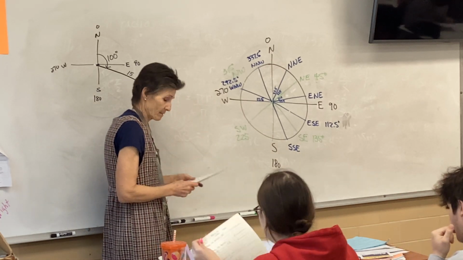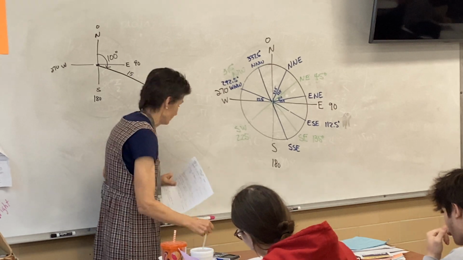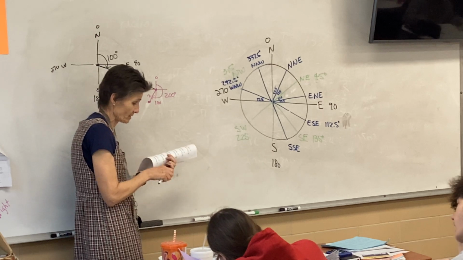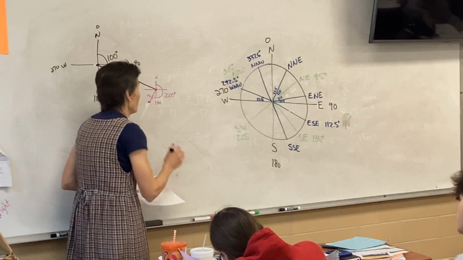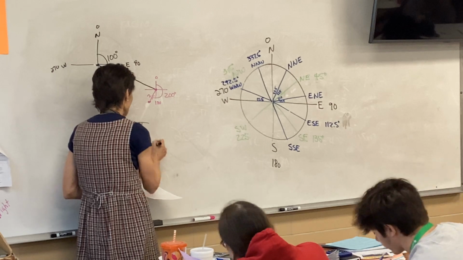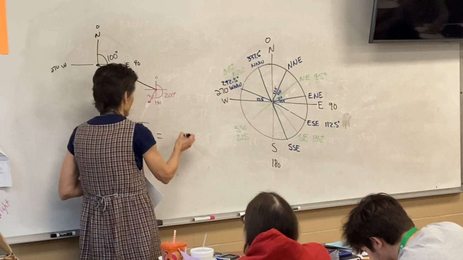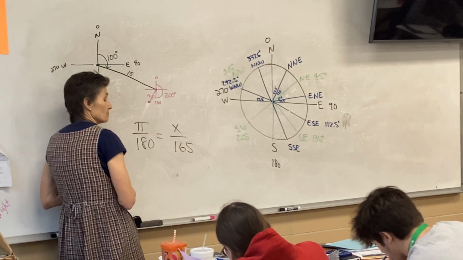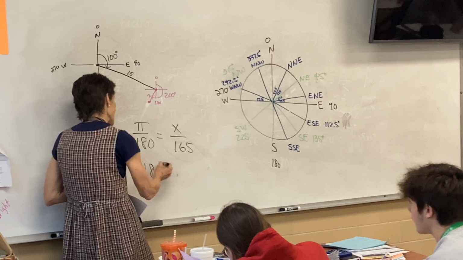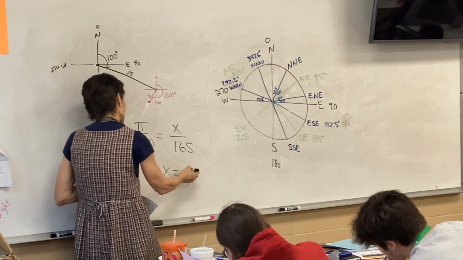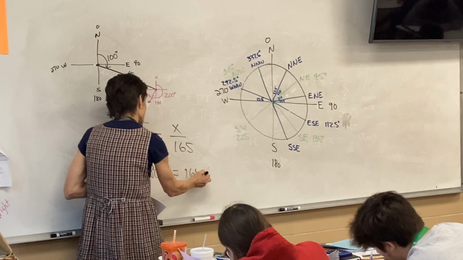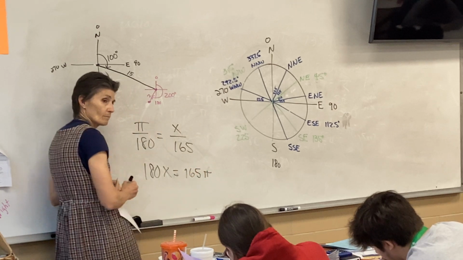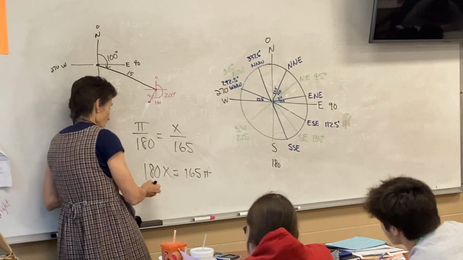Changing to radians. Who remembers how to do this? We're going to change this into radians. What's our setup? Pi over 180 equals x over 165. So 180x, cross multiplying, equals 165 pi. Right? And then we'll divide.